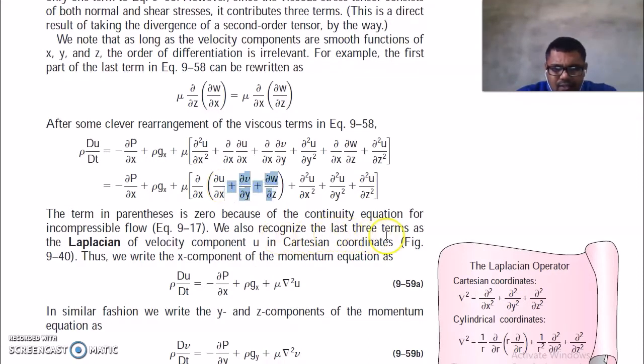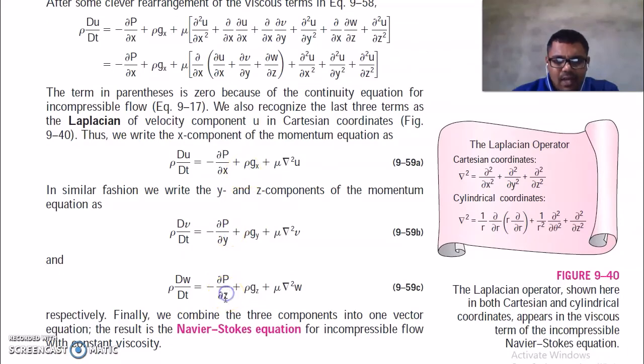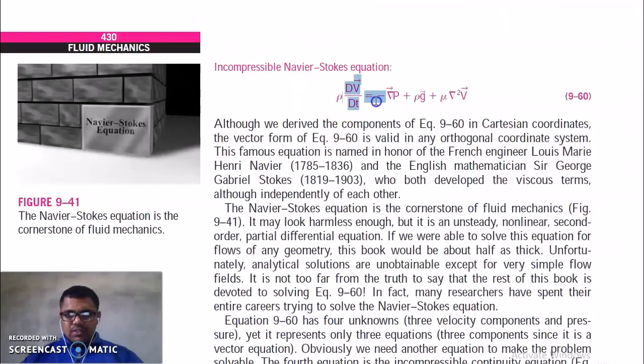We also recognize the last three terms as the Laplacian of velocity component u. You can write these last terms in this form also, del square, where del square is equal to this. So this is the Laplacian operator. So instead of this you can write del square of u, the Laplacian. So our equation becomes this. So this is your first equation. Again you can write the same for y and z. You will get this second equation and third. And when you combine these three equations, you will get the Navier-Stokes equation for incompressible flow with constant viscosity. So this is your Navier-Stokes equation.